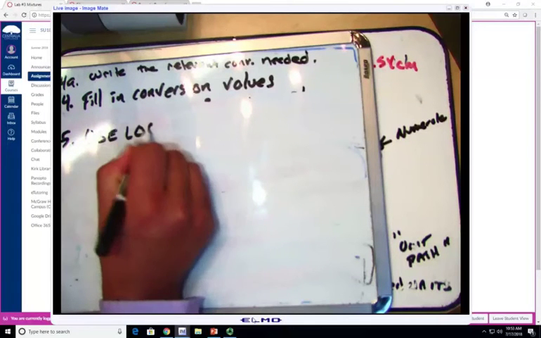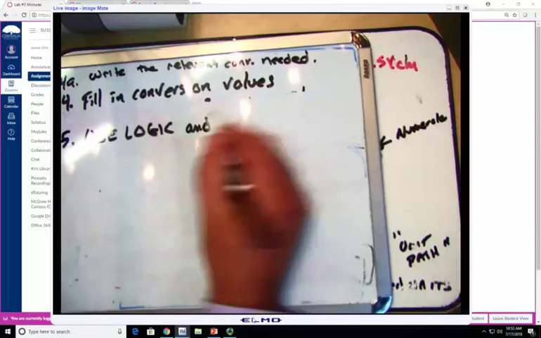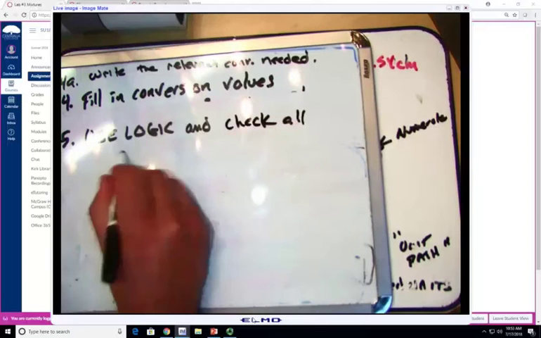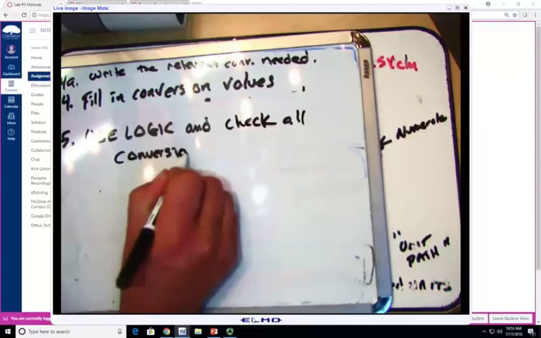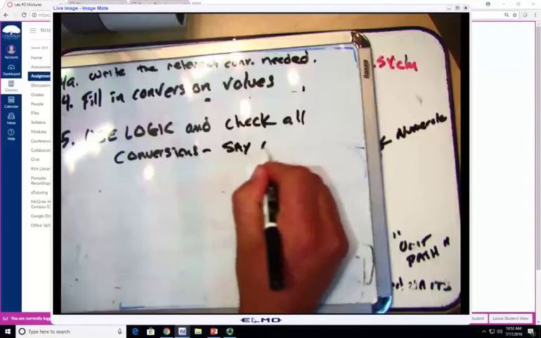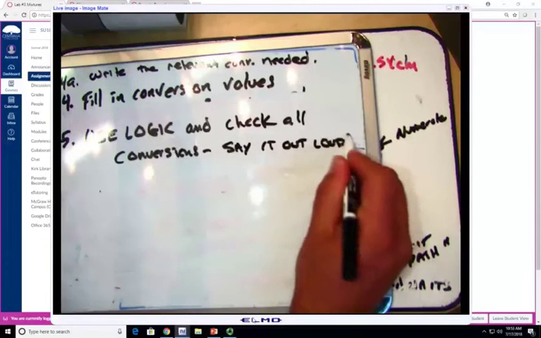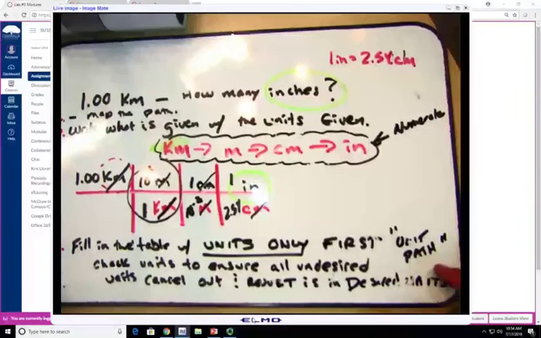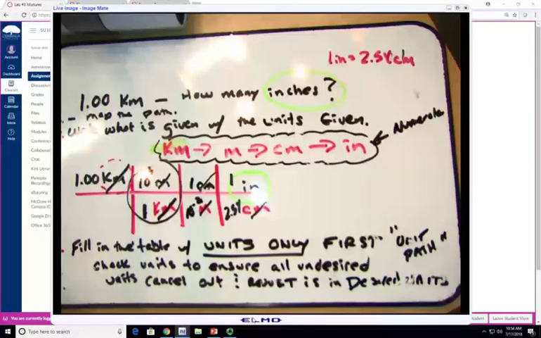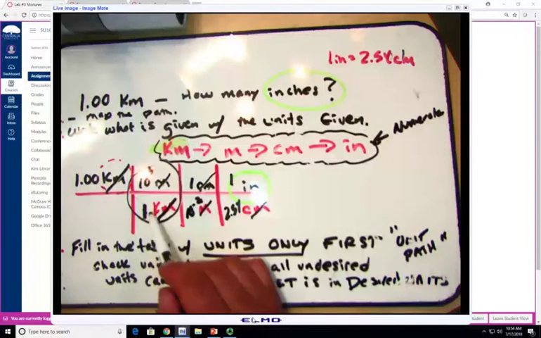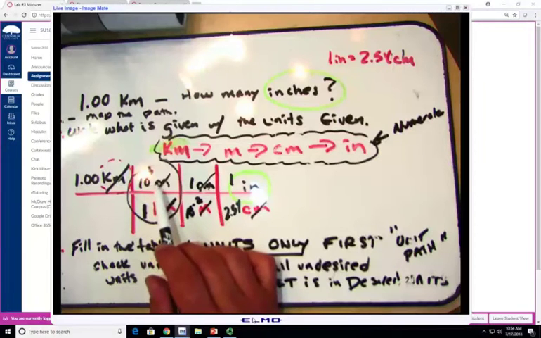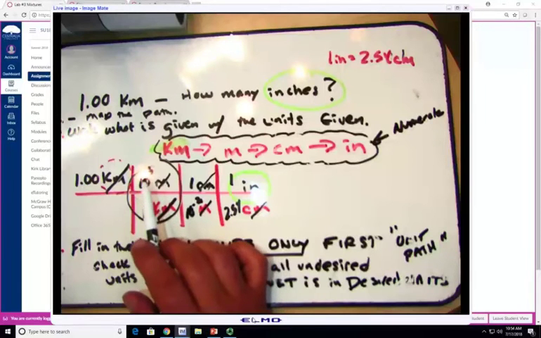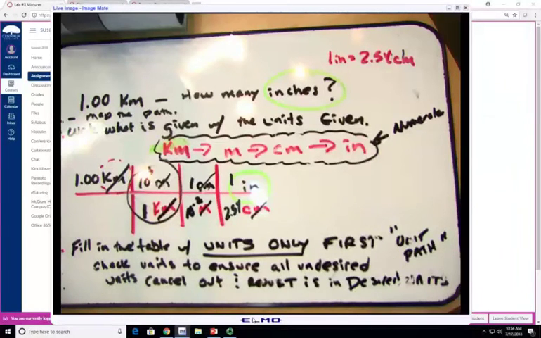Use logic and check all conversions. Say it out loud. Okay, what do I mean by that? Remember, I was going around yesterday, and people would write like 10 to the third kilometer. They would write 10 to the third in the denominator and 1 meter in the numerator, right? And I'd be like, say that out loud to yourself. Let logic catch your back, right? Because most people know that a kilometer is more than a meter, right?